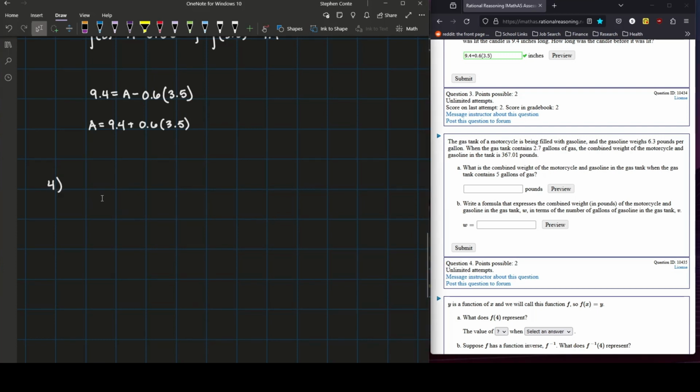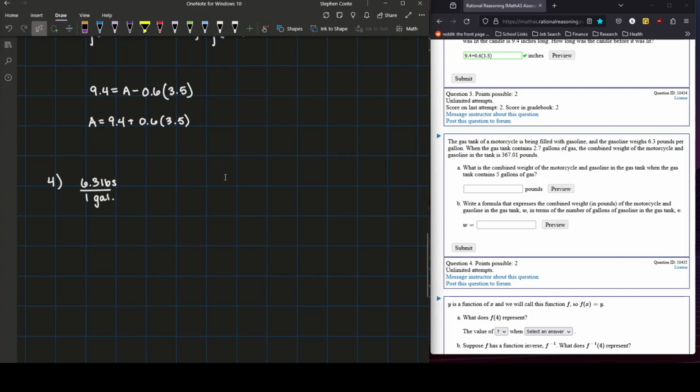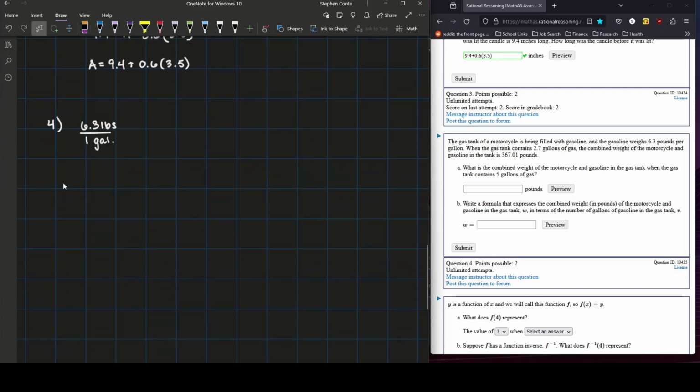Okay, we're told that gas weighs 6.3 pounds per gallon. And we're told that when the gas tank contains 2.7 gallons of gas, the combined weight of the motorcycle and gas in the tank is 367.01 pounds. So we're told that W total equals the weight of the bike, WB, plus the weight at 2.7 gallons.